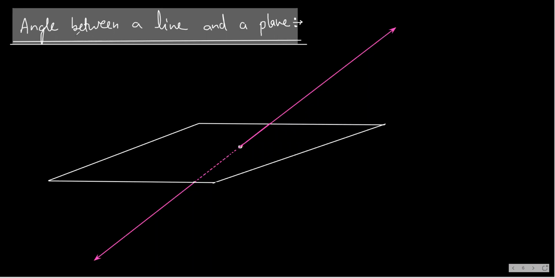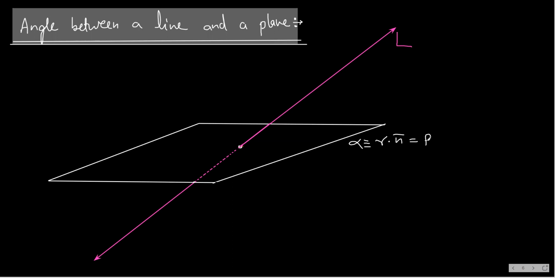Okay, students. So the next topic that we are doing is angle between a line and a plane. So students, see here I have a plane alpha and I have a line L. The equation of this alpha plane is R bar dot n bar equals to P.